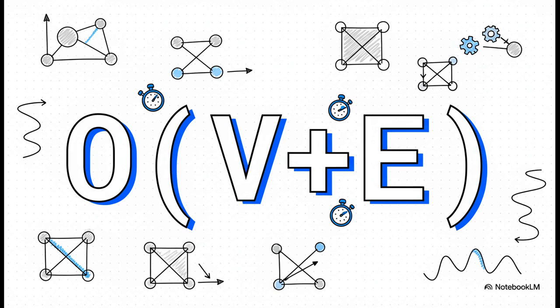So what does this actually mean? It means the runtime of the algorithm grows in direct proportion to the size of the graph. That's it. It's because a good DFS implementation is incredibly efficient.